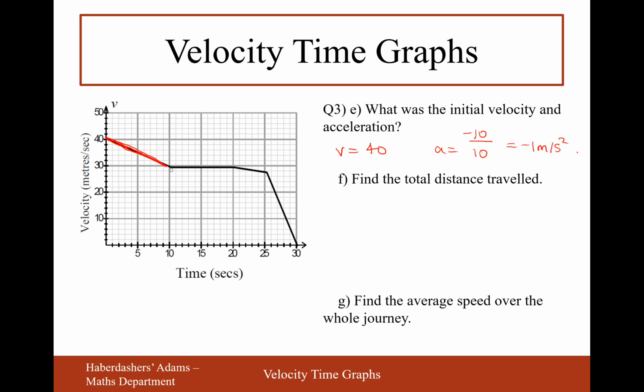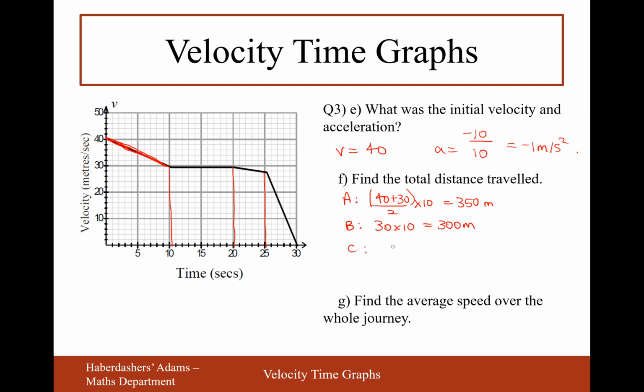The total distance travelled, let's divide the graph up into 4 separate sections here. Section A was a trapezium, so that would be 40 plus 30 divided by 2 times by 10, so that's going to be 70 over 2 is 35, 350 meters. Part B is a rectangle, that would be base times height. 30 times 10 is 300.